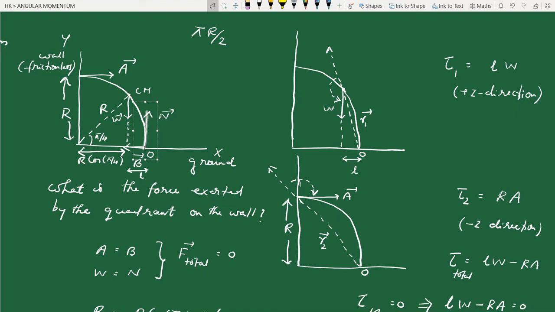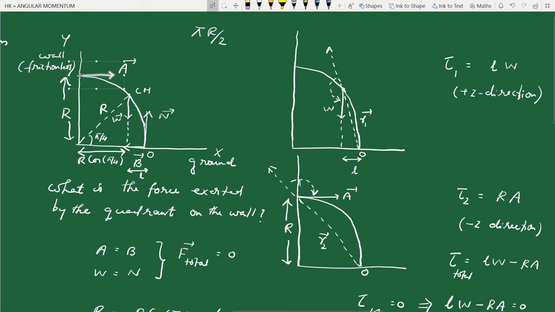You can choose another point as the origin. For example, you can choose this point as the origin, the point at which the rod rests on the wall. Okay. Then also the total torque about this point should be 0, and we should get the same result, that A is equal to 0.293 W. So you should try that.